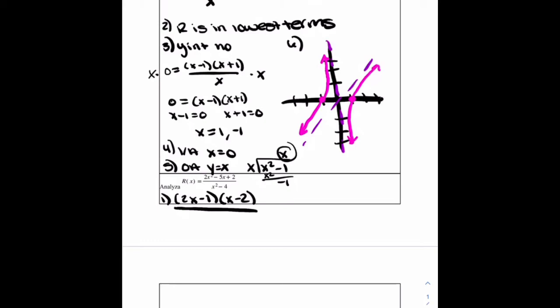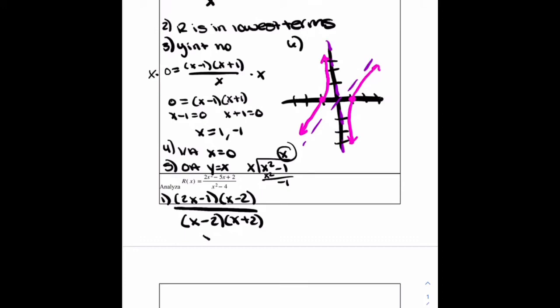X times x is x squared, and 2 times 2 is 4, and there's a minus. So that's a difference of 2 squares, and that can be factored as x minus 2 and x plus 2. And then find our domain.